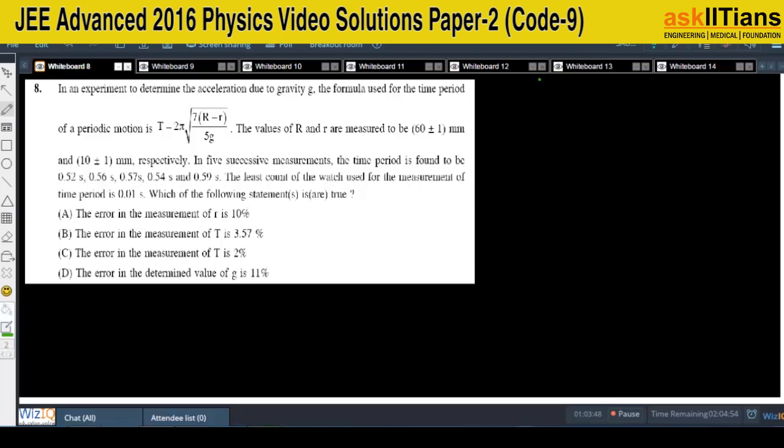We have to find out the correct statement. This question has more than one correct option. So we know that the measured value of R.